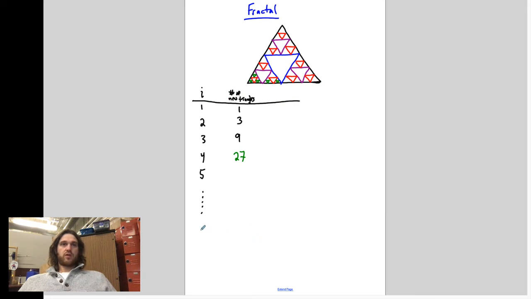How many new triangles would we have to draw for round 20? When I get to the 20th round of completing and drawing triangles, how many of them will there be? Kind of interesting to think about.